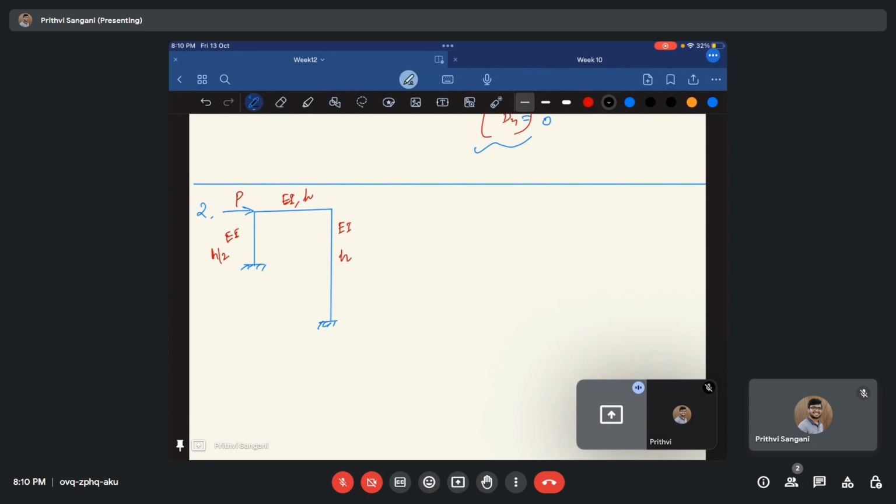Now what is given is that the members are axially rigid. So there are no displacements coming from axial deformation, no axial shortening or elongation in the members. So first, find the degrees of freedom. How many degrees of freedom do we have? Second, derive the stiffness matrix.